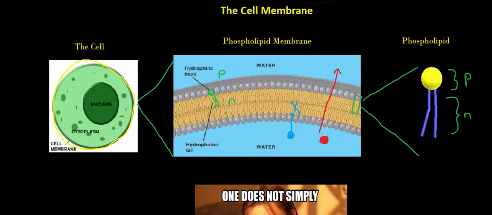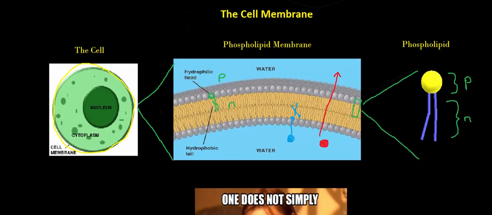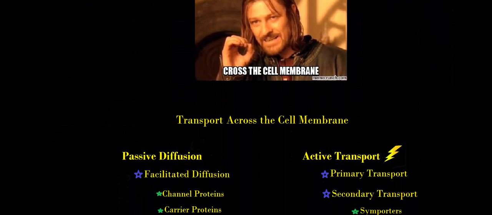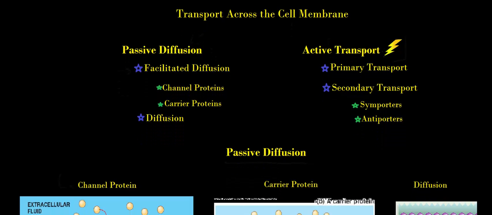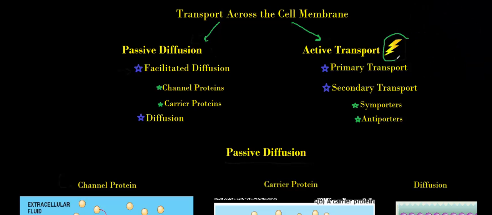How are these polar substances, such as water molecules and polar ions, going to get across our cell membrane? Our body has created some solutions, and now that we've understood the nature of the cell membrane, let's go ahead and see how these polar molecules can actually be transported across the cell membrane. There are two main types of transport across the cell membrane: passive diffusion and active transport. And the difference between them both is that active transport requires energy, whereas passive diffusion doesn't.